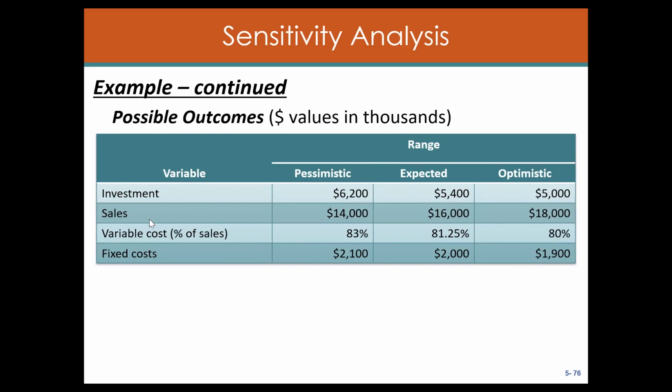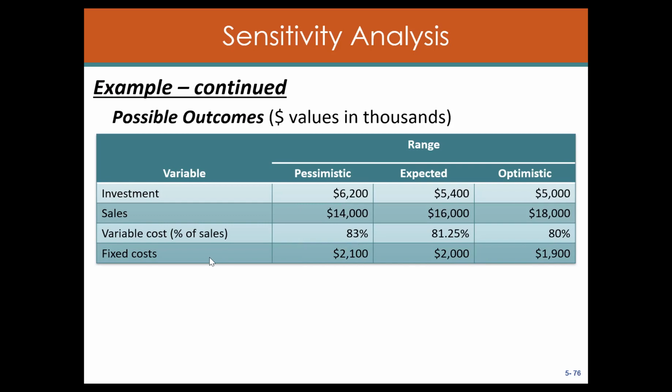Again, these are some assumptions you're making, subjective things. Sales, best case scenario, 18 million is the sales. Worst case scenario, 14 million is the sales. Average 16 million is the sales. Variable cost ratio, your average just now is 81.25%, right? Optimistic, you are a better controller than 80%. Pessimistic, 83% variable cost ratio.